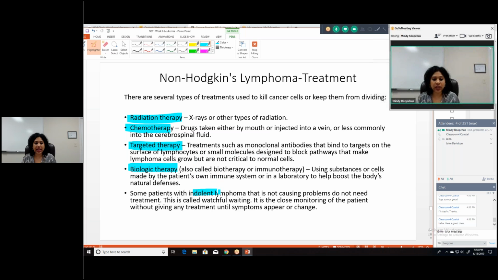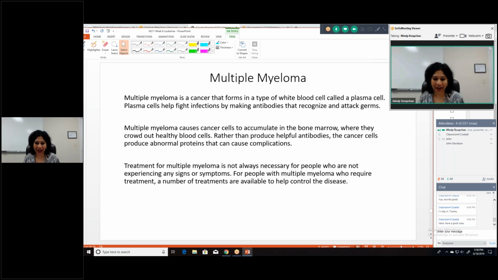Some patients with indolent lymphoma that's not causing problems do not need treatment. It's called, that's the word I was thinking of, watchful waiting. It is the close monitoring of the patient without giving any treatment until they start to show signs or symptoms. So, watchful waiting. I won't forget that now.